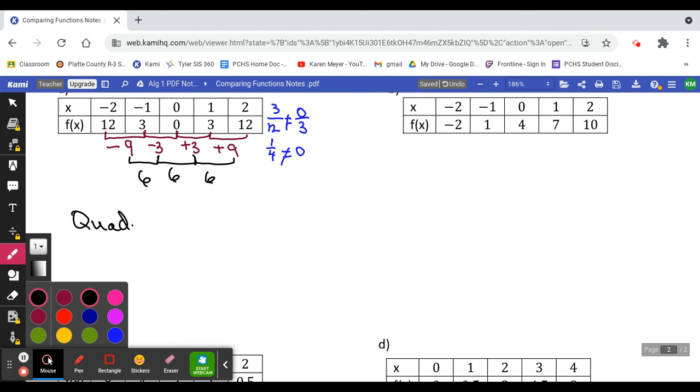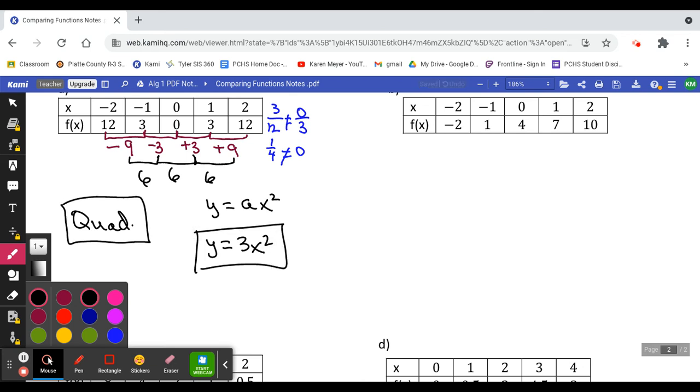And for quadratic, remember we're looking at y equals a x squared, or f of x. I don't care which one you use. And we said a was half of the second difference. So my second difference number is 6. Half of 6 is 3. So boom, there's my type. Boom, there's my equation.